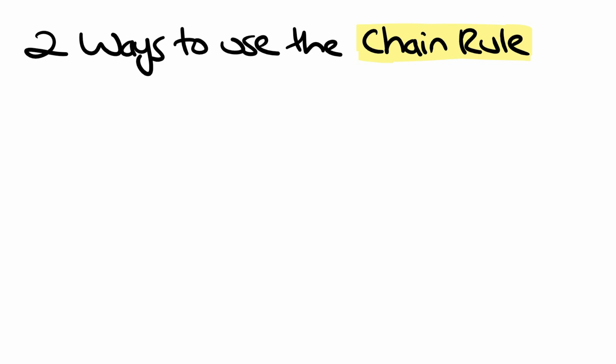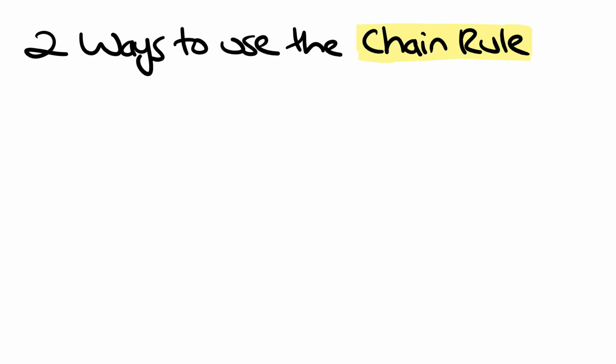When a question is worth 1 mark, then you'd use the quick and easy method because you don't want to waste time going through the whole process of showing your working out. But if the question is worth 2 marks, then you're going to need to know how to show your working out to differentiate the function using the chain rule.